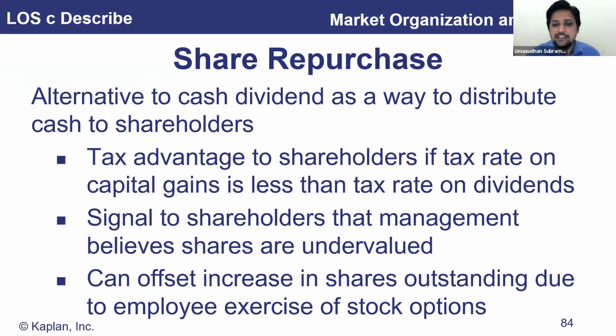Then it can offset an increase in shares outstanding due to employee share option schemes. Now, this is an interesting thing. Many organizations have ESOPs, employee share option schemes, which get released to the market from time to time. So what happens is that your number of shares increases every year. Why? Because the employee share options are getting exercised. So when new shares are coming into the company, what do you think is going to happen to your EPS? Can you think about it? What would happen to your EPS when new shares are coming into the market? Your EPS is going to go down. There is going to be a dilutive effect.